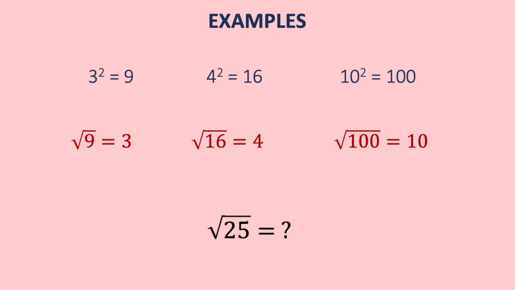Let's think about 25. What's the square root of 25? We think about our common multiplication facts that we're supposed to know. We know that 4 times 4 is 16, and that 5 times 5 is 25. Since we know that, we can see that the square root of 25 is 5.